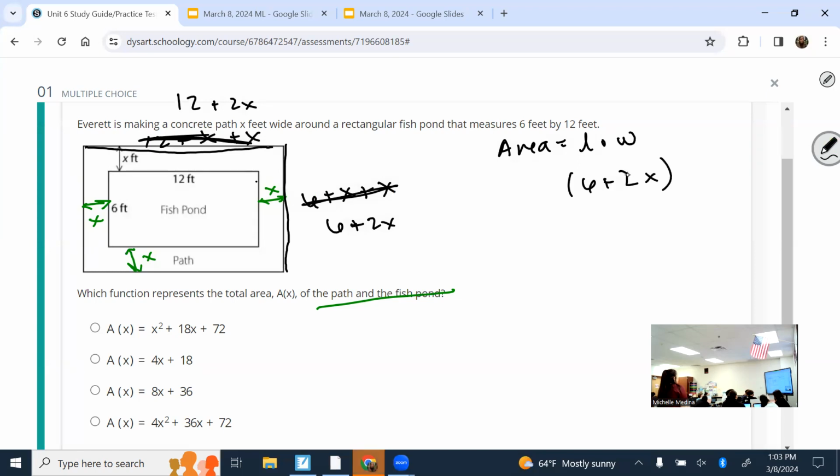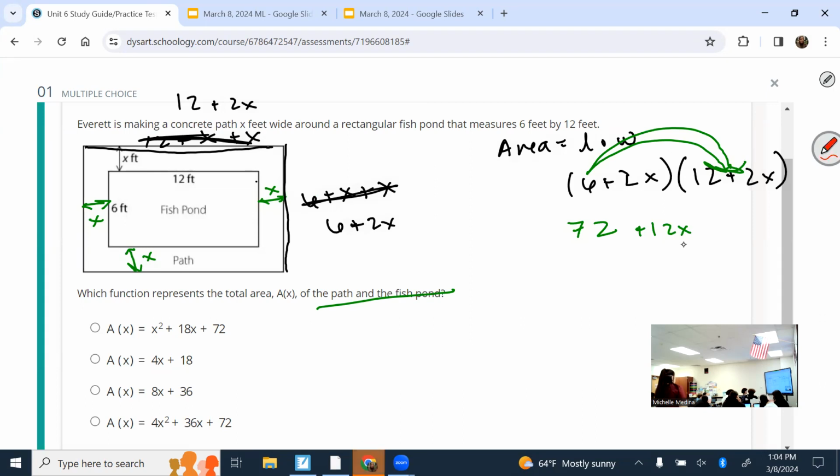And you guys know how to multiply binomials. You could FOIL, you could box method, you could double distribute. What do you guys like better? Okay, so then that would be me multiplying 6 by 12. What's 6 times 12? 72, and then 6 by 2x is 12x, just 12x. It's just 6 times 2x.